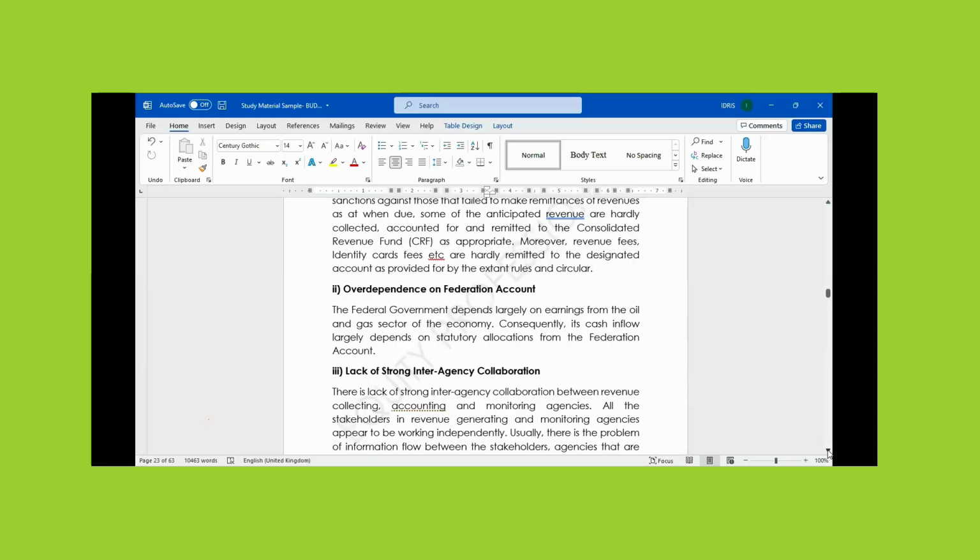Another one is over dependence on federation account. Government depends too much on the federation account. Anything coming from oil and tax, they depend on it. Government doesn't want to look for a way to generate revenue apart from taxes and oil. Most state governments are not looking for a way to generate revenue internally. They always depend on what is coming from the federation account every month.